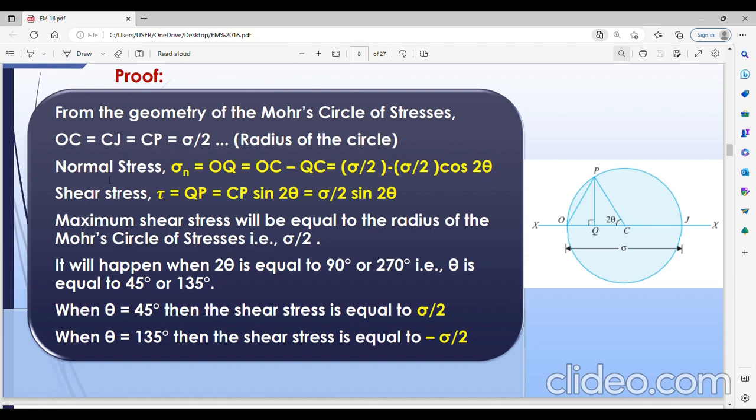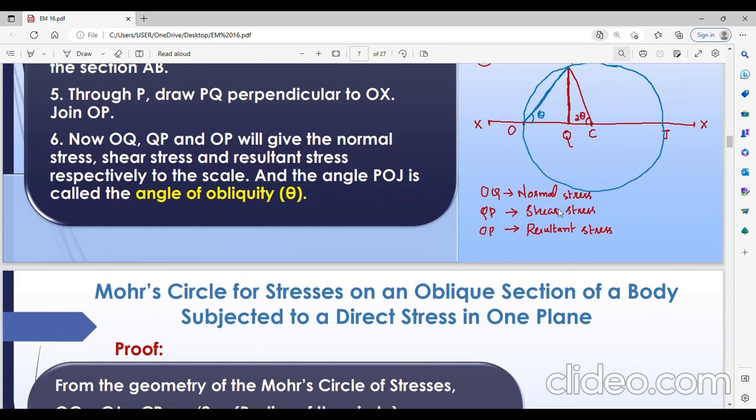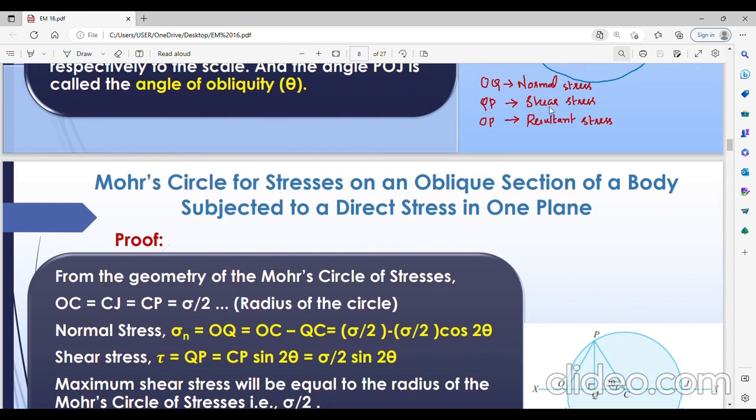That's it. Now what is shear stress? The equation for shear stress was sigma by 2 sine 2 theta. In your analytical method you can check that in the previous slide. Here we have given that QP is equal to shear stress. So what is QP? QP is this one. If you take the 2 theta angle and consider this triangle CPQ, QP is nothing but CP sine 2 theta, that is sigma by 2 sine 2 theta. So again it has been proved that tau is equal to sigma by 2 sine 2 theta, and tau is equal to QP.